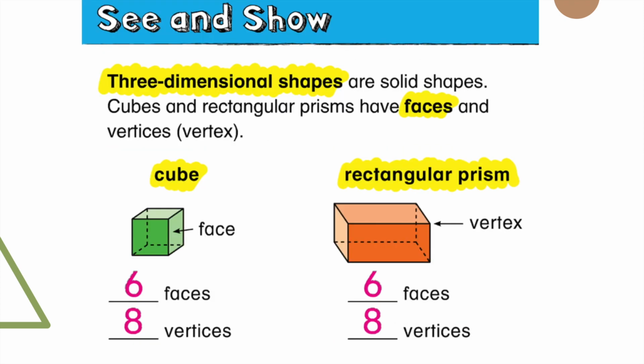Three-dimensional shapes are solid shapes. Cubes and rectangular prisms have faces and vertices, vertex if it's only one. The cube has 6 faces and 8 vertices. The rectangular prism also has 6 faces and 8 vertices.